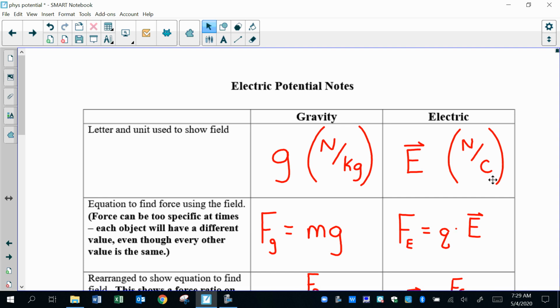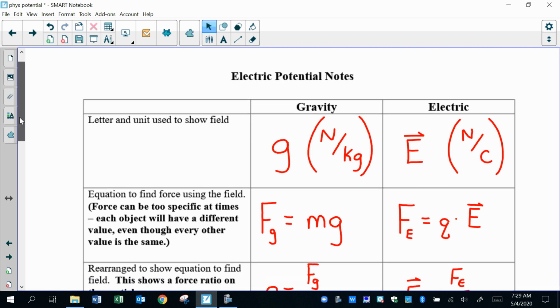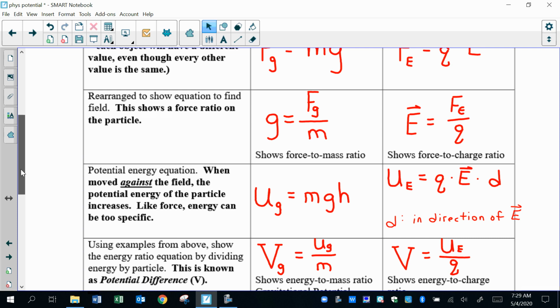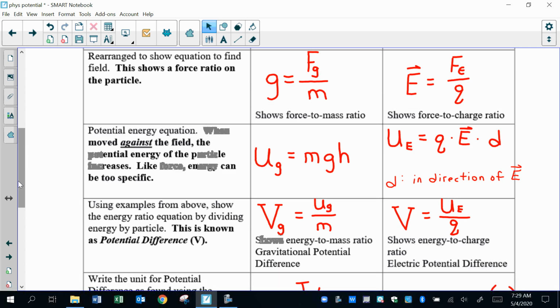Electric field, newtons per coulomb. We just got done talking about that the last couple weeks. The equation to find our force is the charge times that field, just like our mass times our field. Moving down, we have our equation to find the electric field, which is a ratio, force to charge ratio, newtons per coulomb, which means we can now find our amount of energy for a particle.